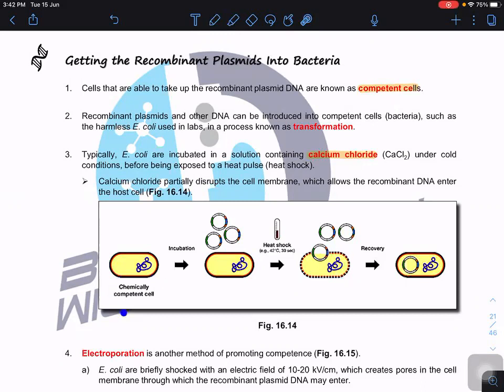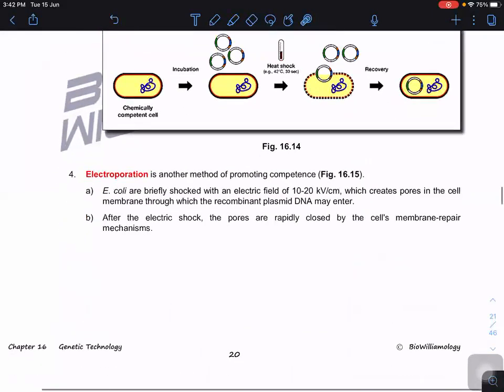So first, we have chemically competent cells. What we're going to do here is incubate the cells together with the plasmid. We heat shock it for 30 seconds at 42 degrees Celsius, and then the plasmid enters. Okay, so this is what we call chemical transformation. Or alternately, we can use electroporation.